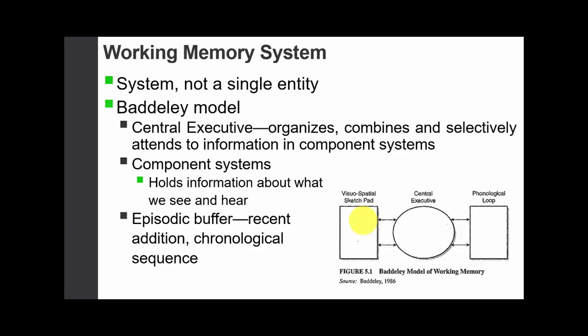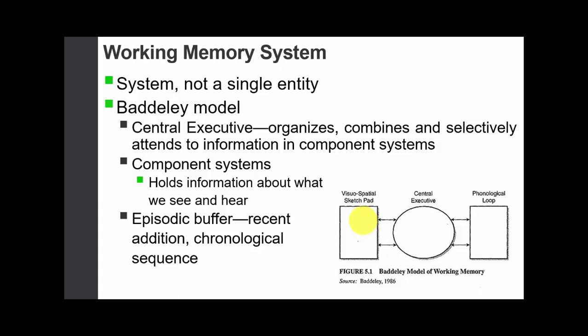Visual spatial is dealing with visual information, phonological loop dealing with auditory information, and then the role of the central executive is to organize how that information might be stored, combine it in the case of examples where we may be relying both on visual spatial information and phonological information, depending on what the working memory task is, and also to selectively attend to which one might be important.